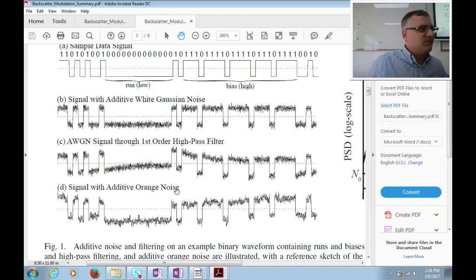So you'll see that you can't really win, right? If you allow the low frequency noise in, you're going to distort your signal unless you balance it. And if you try to filter it out, you're still going to distort your signal unless you balance it.